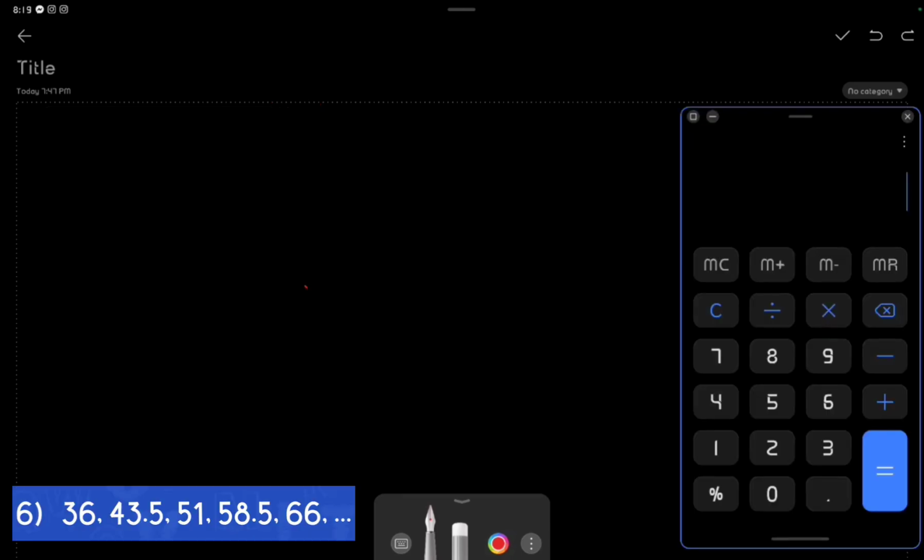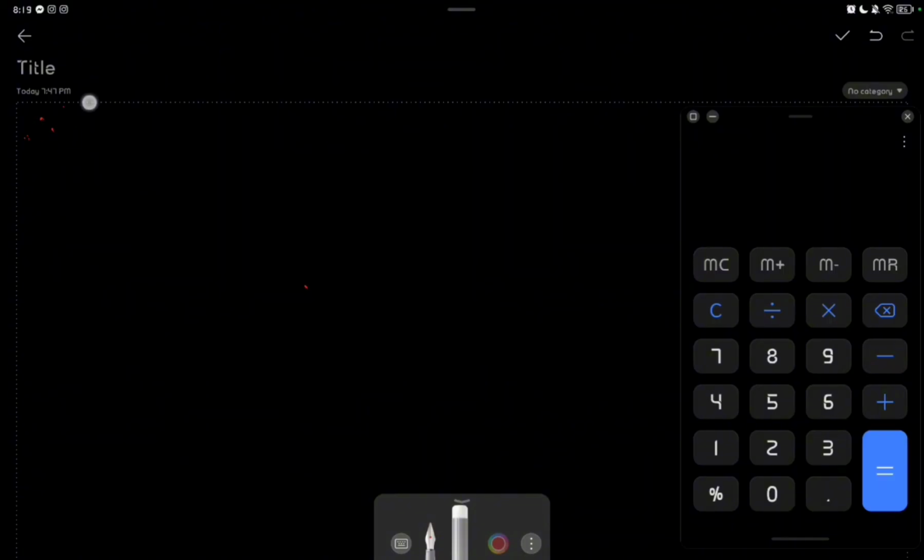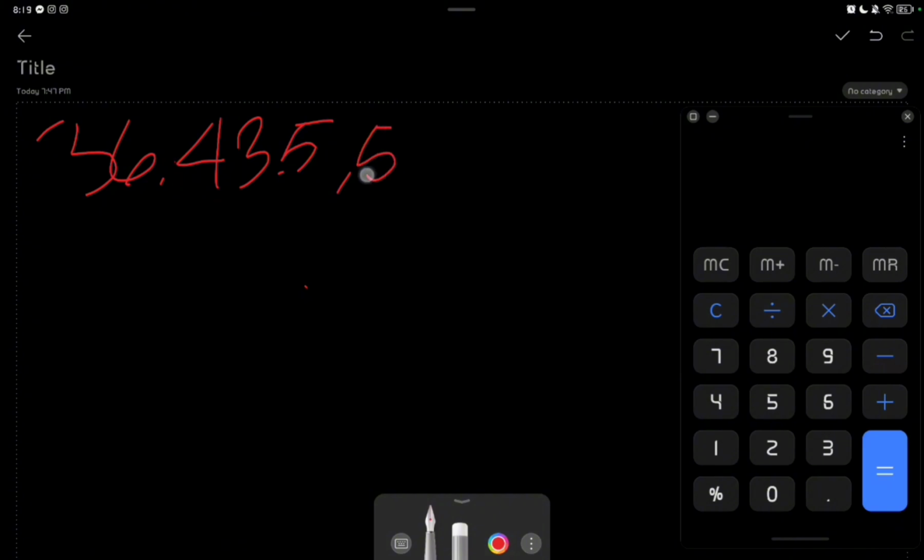Okay, now for number 6. As you can see, it is increasing again. So we will put the given first. So 36. Oh, I think my pen is low, but I got it. Okay, 36. And then 43.5. Then 51. And 58.5. And then 66.